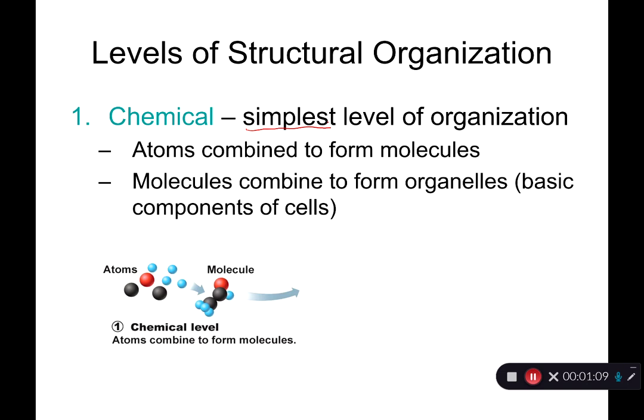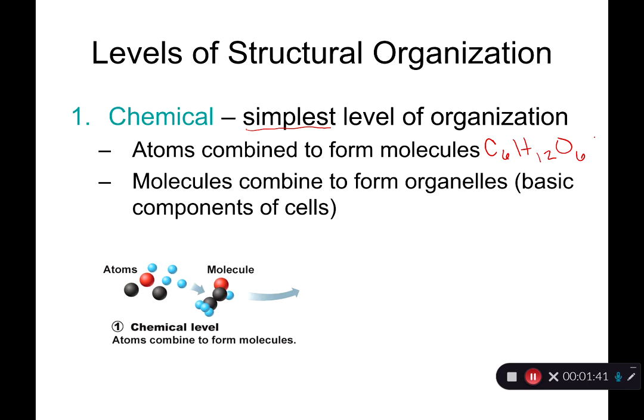So we're talking about things like hydrogen and nitrogen and carbon. These are all atoms, and they hook together to make molecules. So for example, C6H12O6. This is glucose, right? That's a molecule. We're hooking atoms up together to make that molecule. And then molecules combine to form organelles.